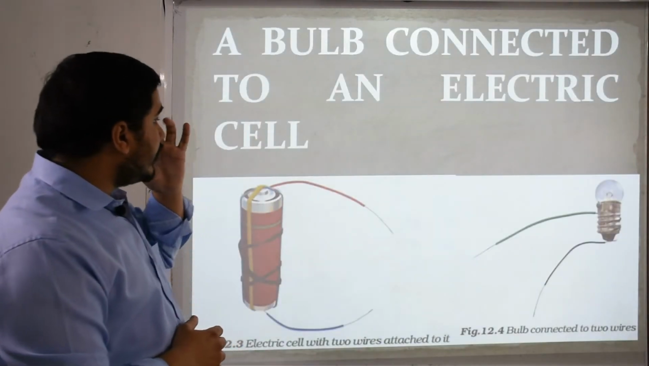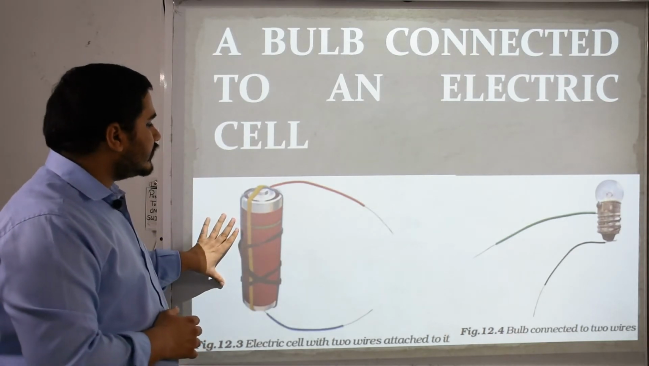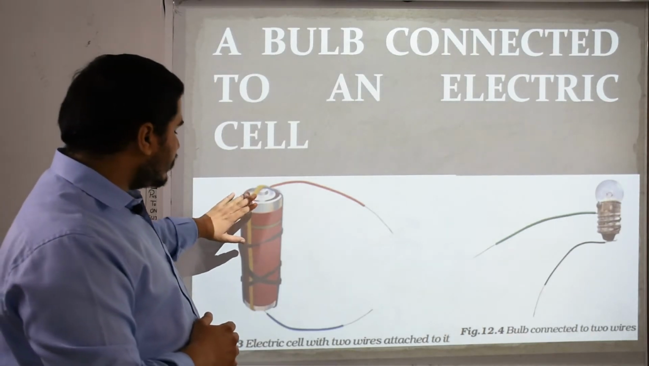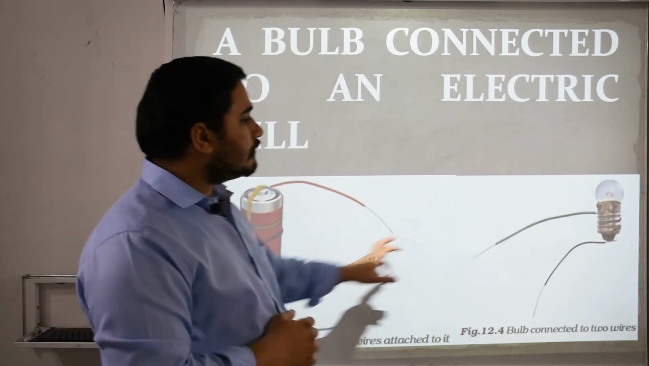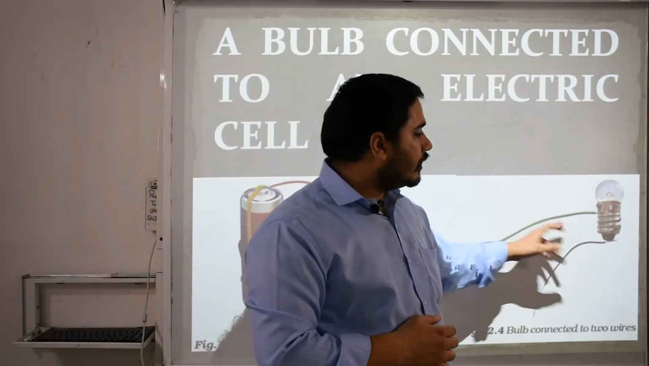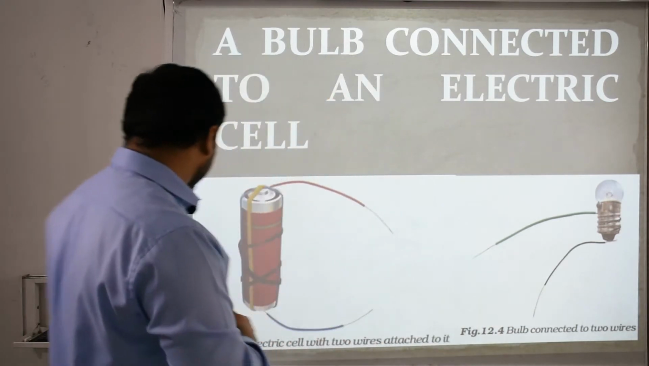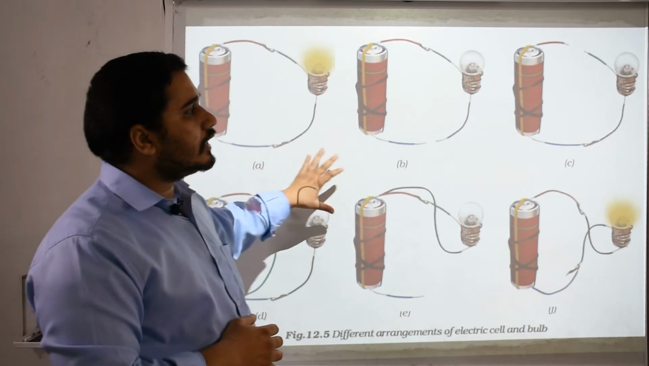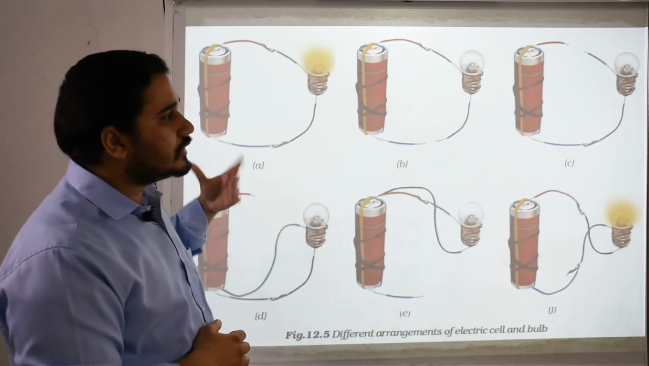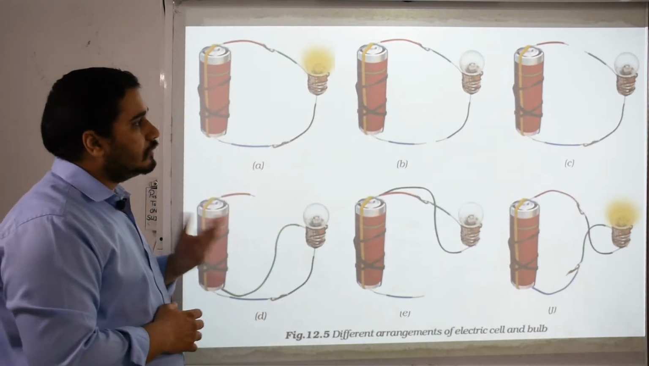A bulb connected to an electrical cell. Here is a picture of a cell. It has a metal cap and a metal disc, the positive and negative terminals. Likewise, a battery also has positive and negative terminals. Now we can check how to connect the battery, or the cell, with the bulb.